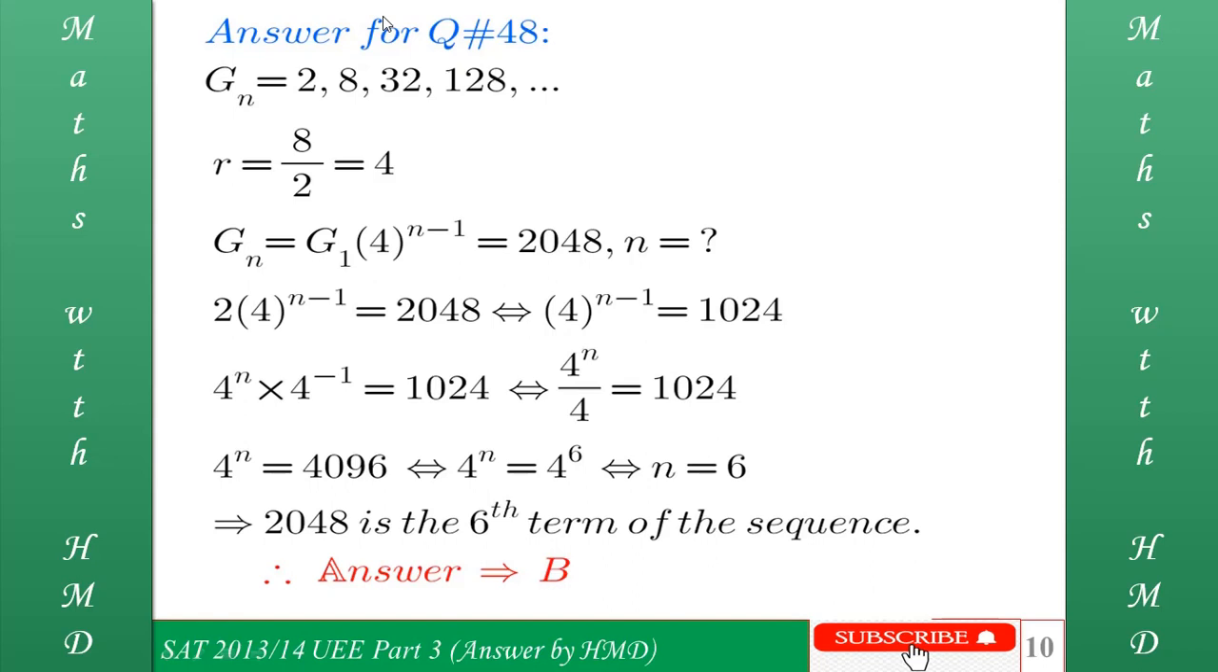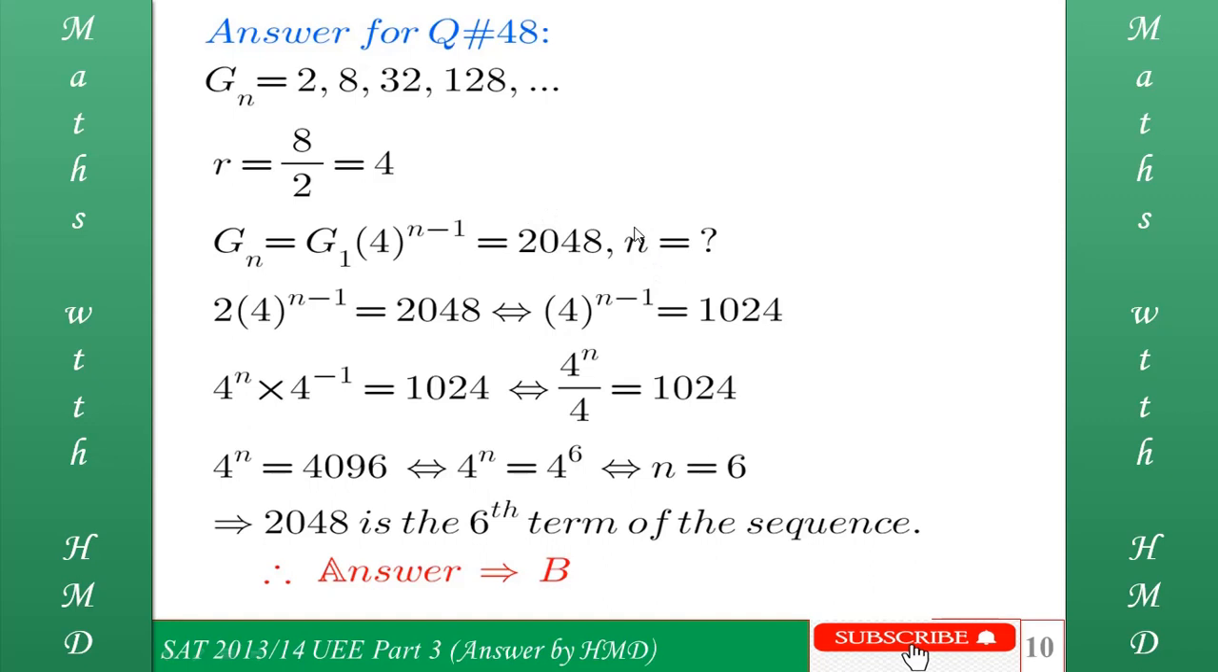The geometric series is given by 2, 8, 32, 128, right? Here the common ratio is 8 over 2, which is 4, or you can simply use 32 over 8, which is 4, and 128 over 32, which is 4. This is what we call a geometric series with a common ratio r, which is 4. So the general term of a geometric series can be calculated by using this formula, right? G1, which is the first term of this geometric series, times r to the power of n minus 1, where r is the common ratio, and in our case r is 4.